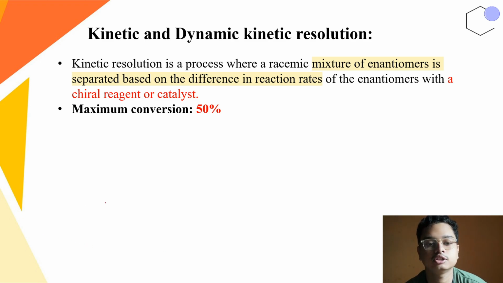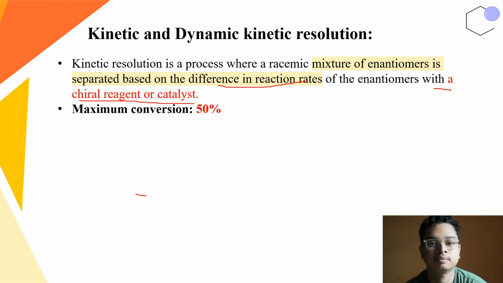Now we are talking about a very interesting thing, that is kinetic and dynamic kinetic resolution. Kinetic resolution is a process where a racemic mixture of enantiomers is separated based on the difference in reaction rate of the enantiomers with a chiral reagent or catalyst. I again repeat the same thing: enantiomers show different reactivity with chiral compounds. So it will be observed that certain racemic mixtures contain enantiomers that react differently with some external chiral compound, chiral reagent or catalyst.